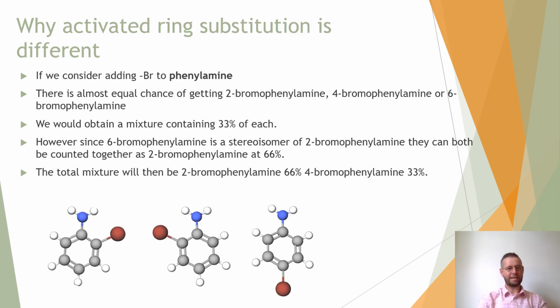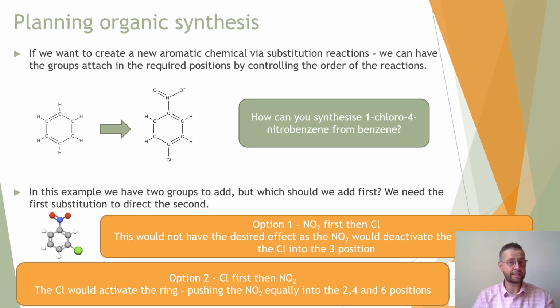So here's a real-world example of that. Phenylamine. What would happen is we would get 66% of the structural isomer, which would basically be 2-bromophenylamine, and we would get 33% of the structural isomer 4-bromophenylamine. So we'd get 33% of the para-bromophenylamine, and we would get 66% of the ortho-bromophenylamine.